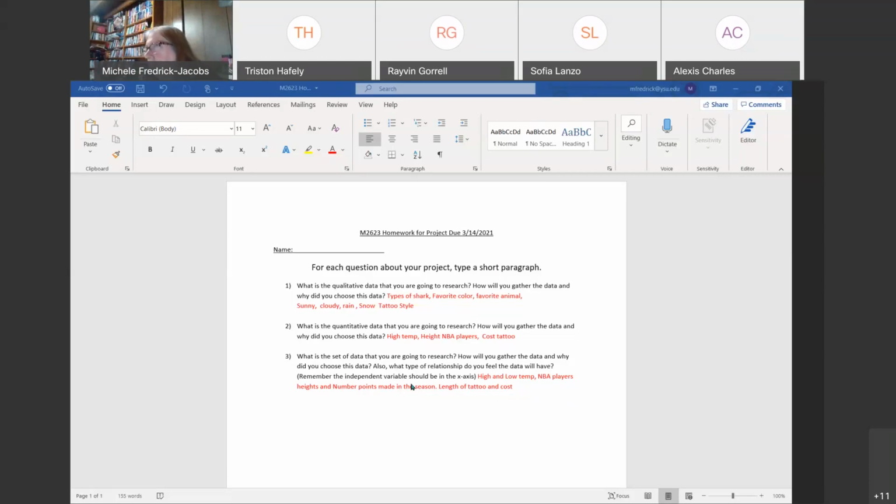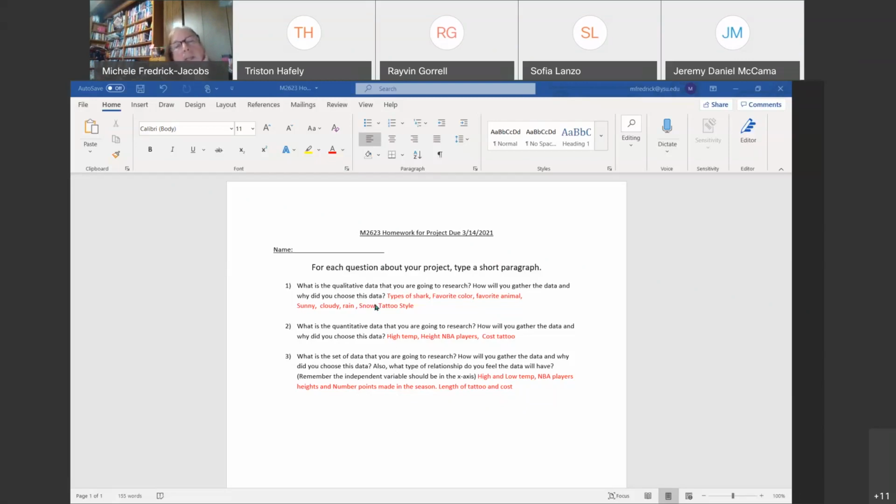I think that would be good because then you can show your graphs in between each one and have a paragraph that explains it, or you could talk. It's up to you. Okay. Now for this homework, you would just turn in a paper with 3 paragraphs. But for the project, we'll put it in slideshow form. This is the homework for the project. Someone asked about the qualitative data.